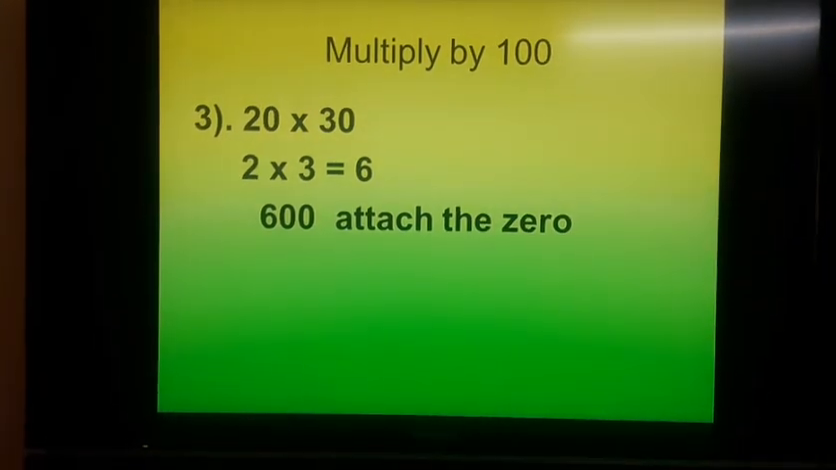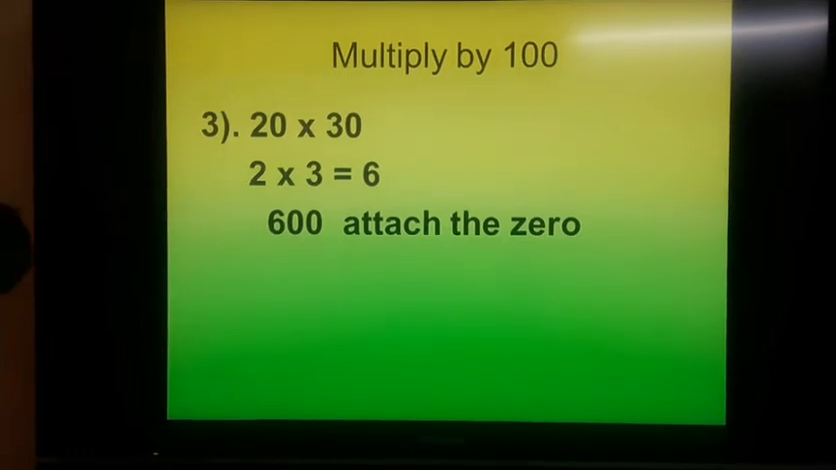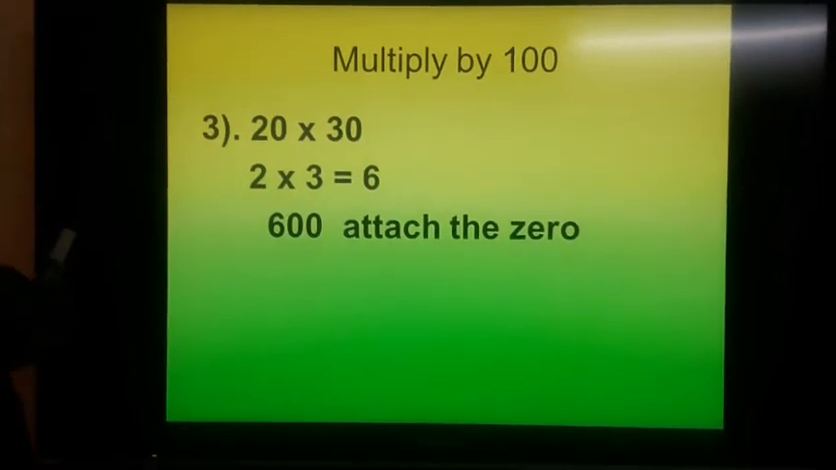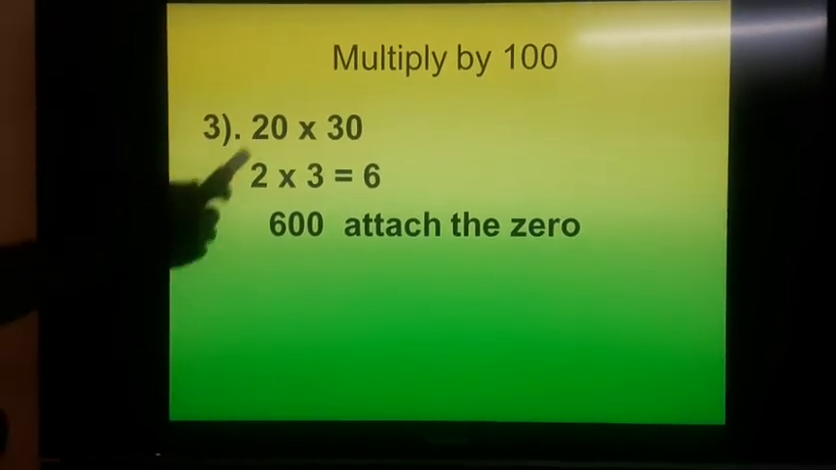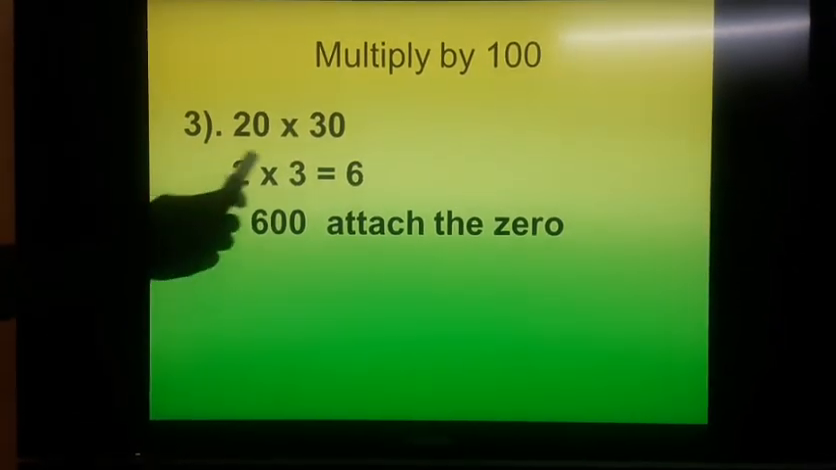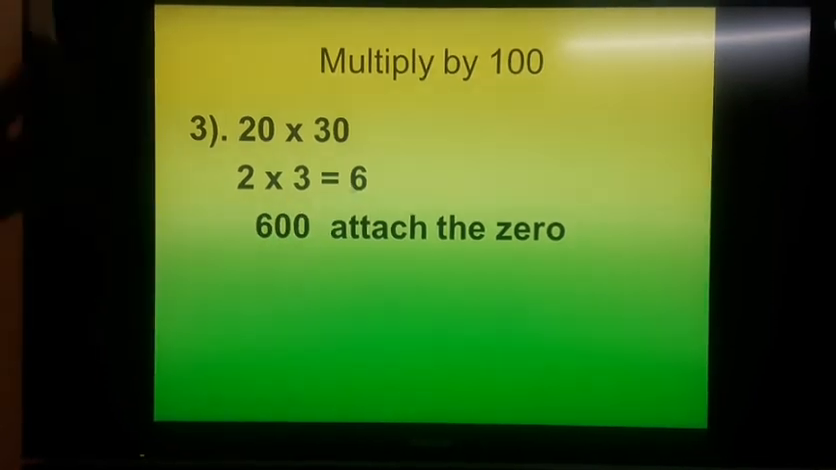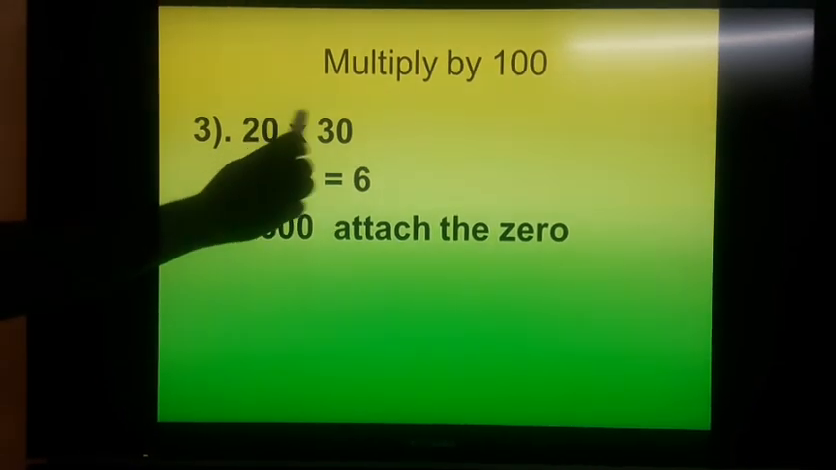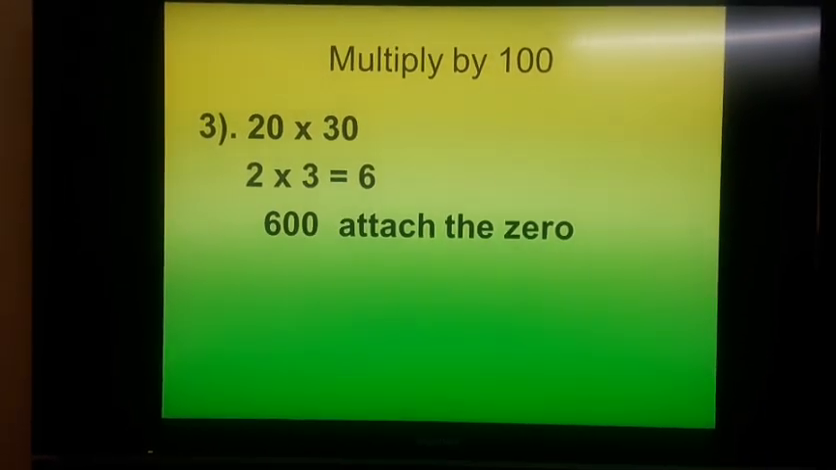Now, let's try one more example. We have 30 times 20. So first bring the 2 down and bring the 3 down. So 2 times 3 will give us what? 6. The next thing is to attach the zeros. So 6, and then you have to bring the 2 zeros, giving us 600. Now let's look at this.